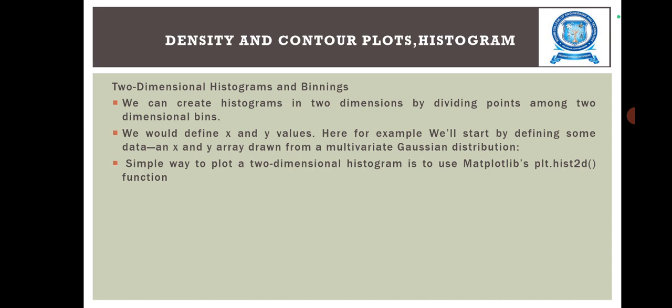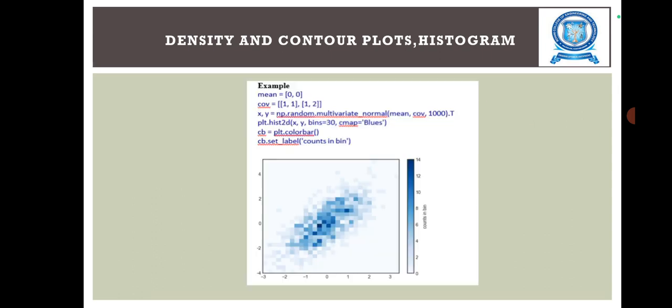That means we can create histograms in two dimensions by dividing points among two-dimensional bins. We would define x and y values. Here we will start by defining some data on x and y arrays drawn from a multivariate Gaussian distribution. It is a way to plot a two-dimensional histogram. It is used in a matplotlib function. Here is a sample example for the histogram.